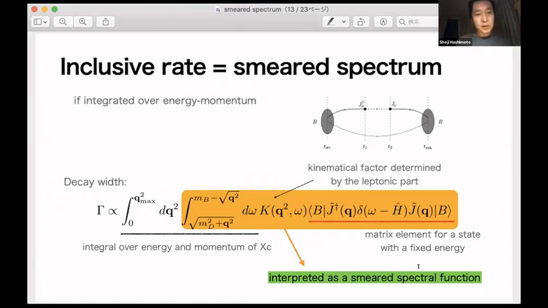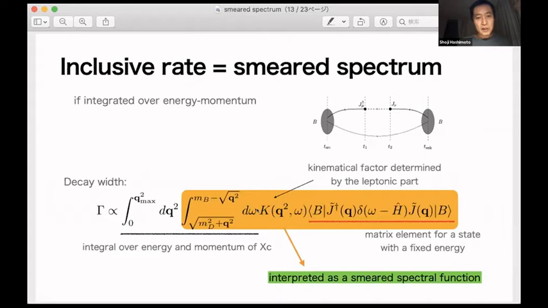The total decay width is the integral of that spectral function over the energy of the final hadronic state and the spatial momentum of the final hadronic states. So if you integrate over those, you can obtain the total decay rate. That is the formula. Here K means the kinematical factor that is determined by the leptonic tensor, so that is a fully known function.